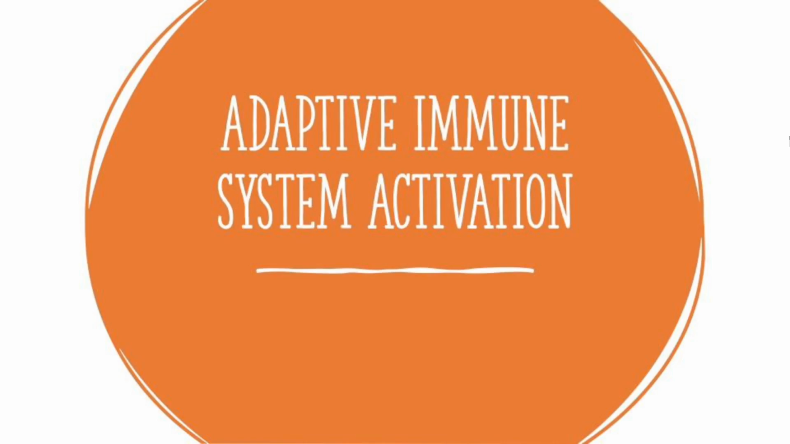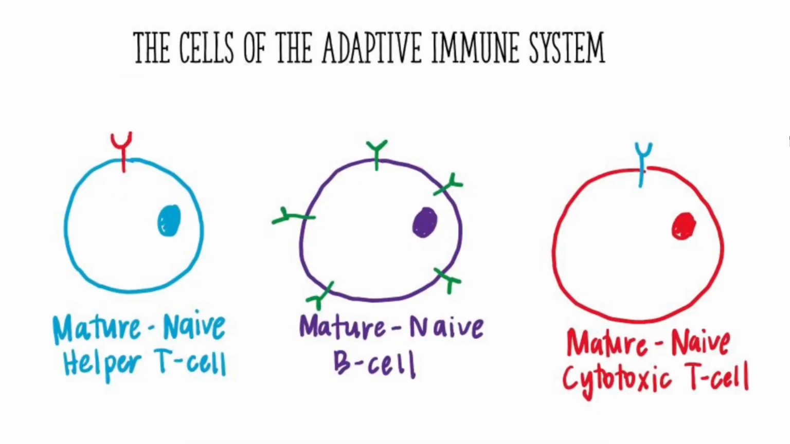Welcome to the adaptive immune system. To start, let's introduce you to the special cells that make up the adaptive immune system. These consist of helper T-cells, cytotoxic T-cells, and B-cells.